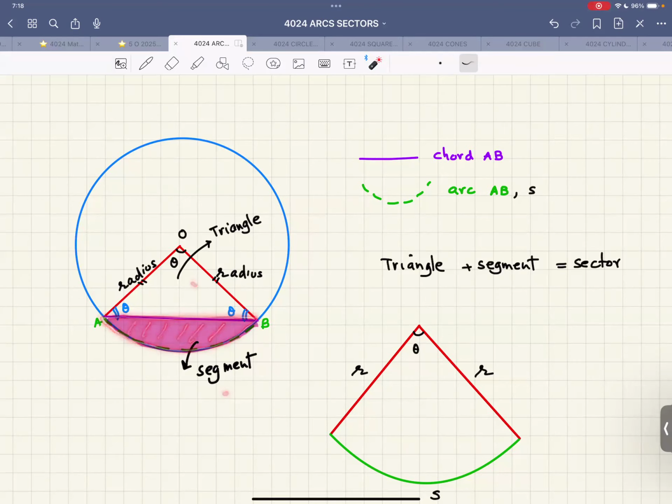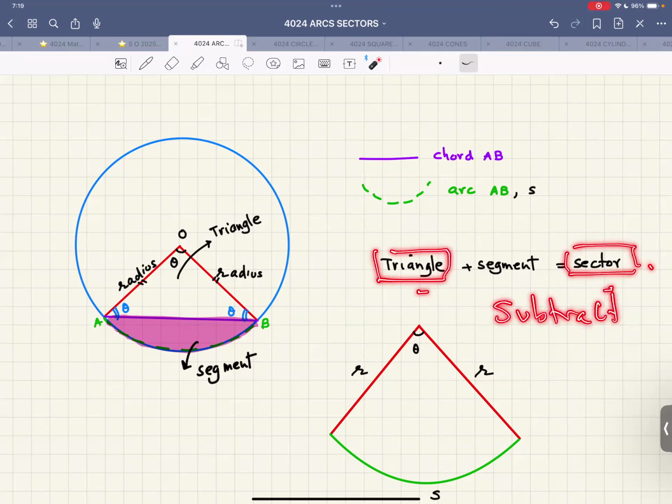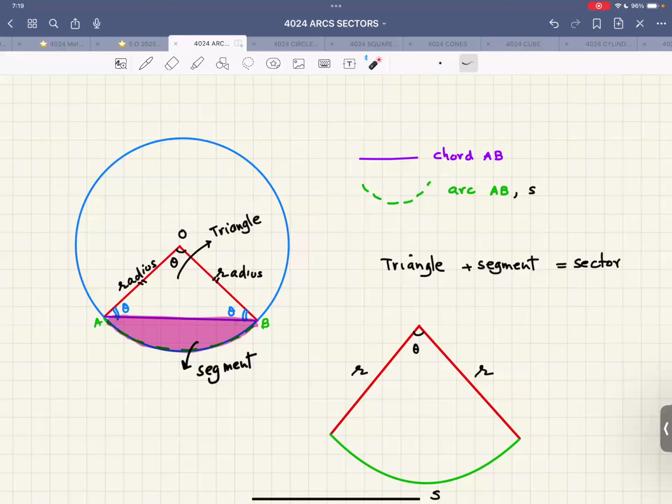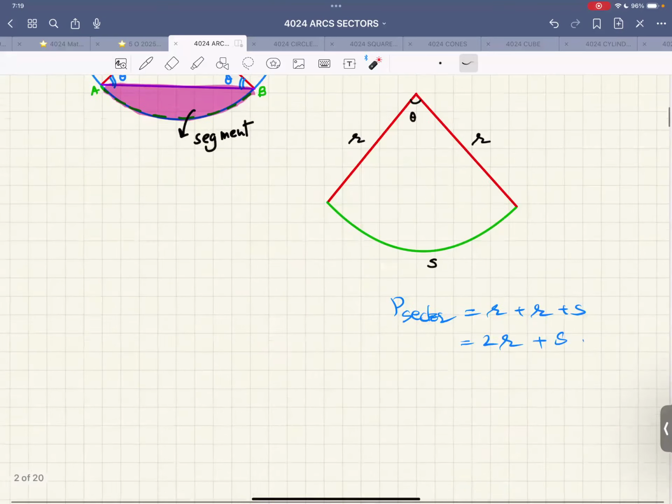So if I take out this segment between the chord and the circumference, that's a segment. This is a triangle. So triangle plus segment is sector. That means if I have the sector area formula and the triangle area formula, I can do subtraction. And what can I find? I can find the area of the segment. The first acknowledgement that I need from you is this relationship between segment, triangle and sector. Is this all good, all clear? That is the first thing.